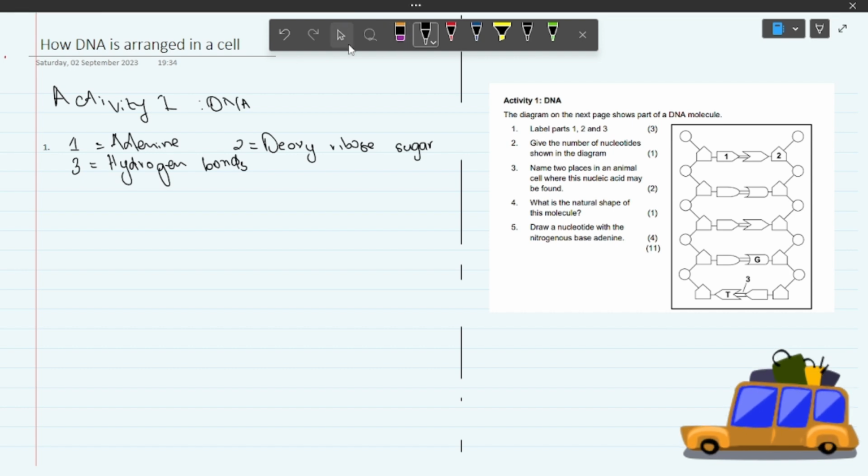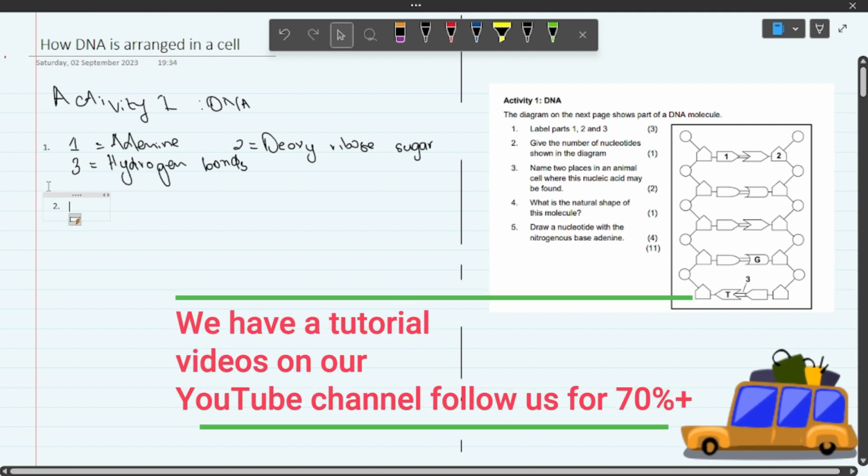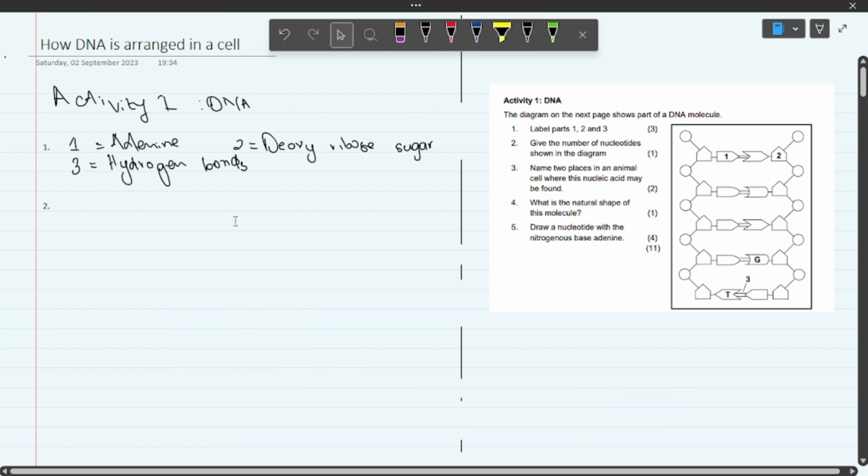All right, so let's move on to our next question. Our next question says, give the number of nucleotides shown in the diagram. Okay, so as I've said in the previous example, nucleotides are base pairs, they're always going in pairs, right? So for you to be able to give the number, all you need to do is just count how many nucleotides there are, and then you double the number basically.